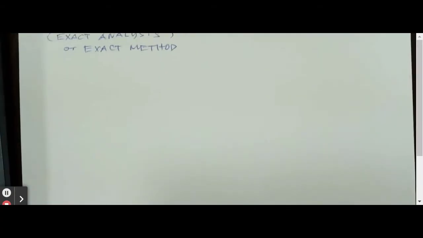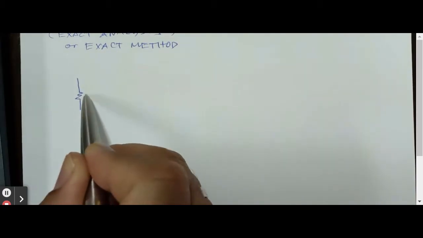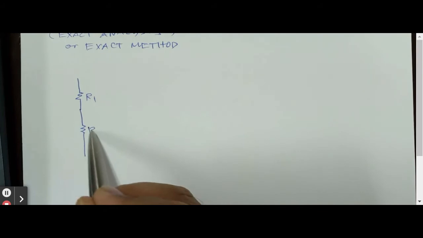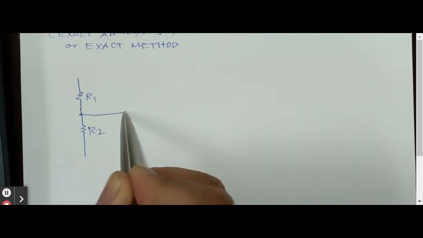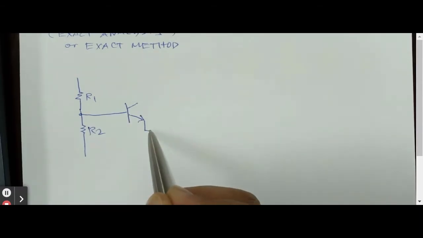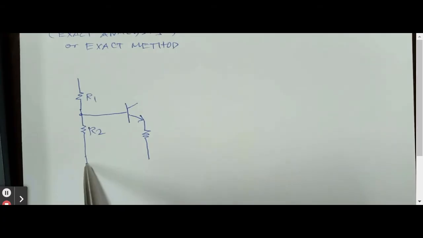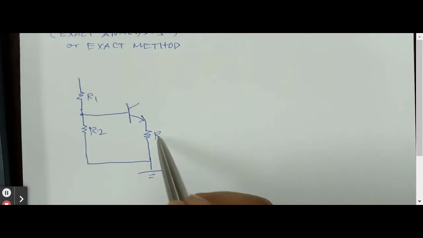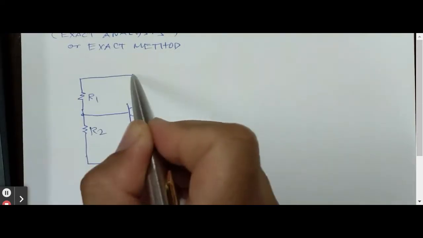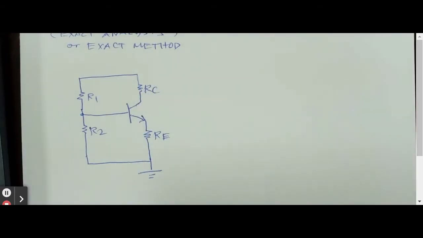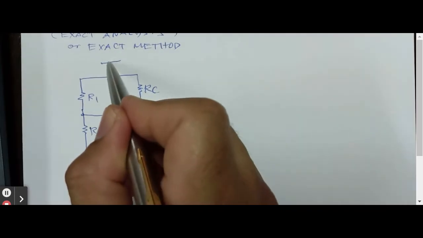Now for this kind of circuit, we have to take note that we will have R1 and we will have R2, and between R1 and R2 we will have our transistor. And then our emitter is connected with another resistor, which is grounded. So this is our RE, and still we have the RC. Now the source for this will be the same.